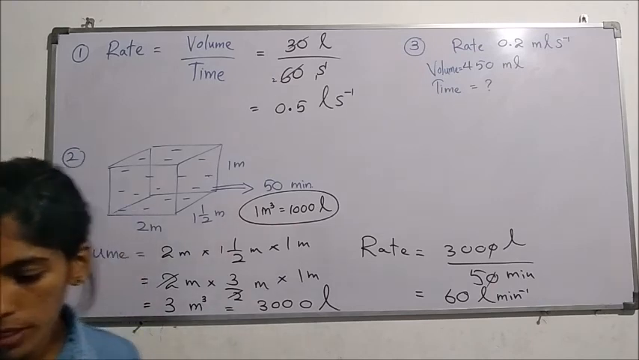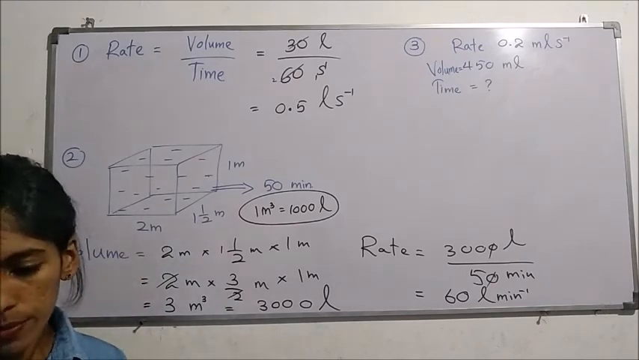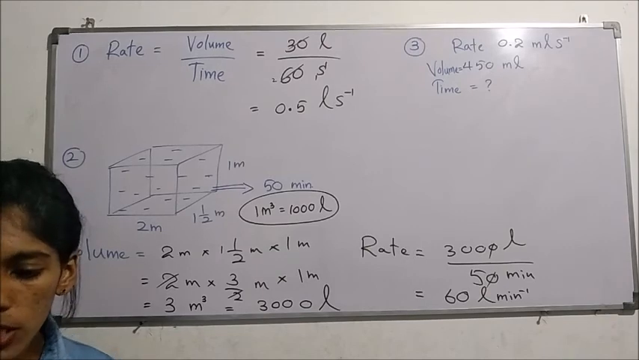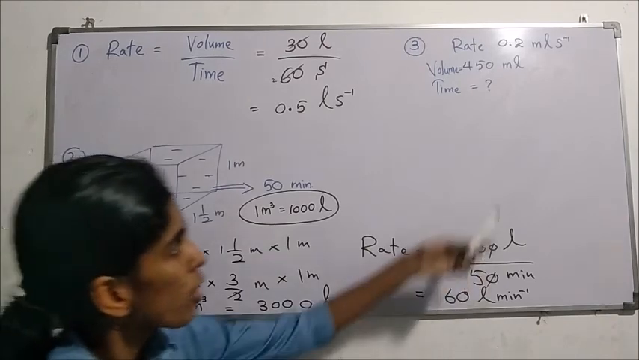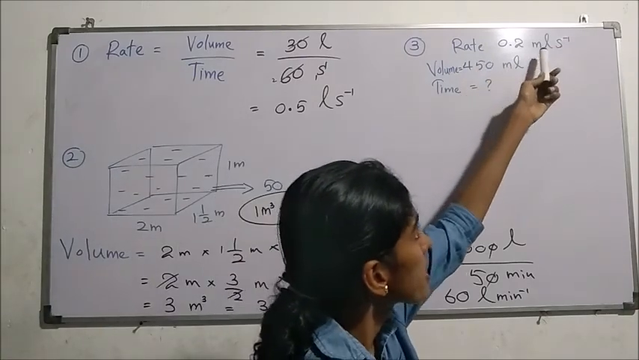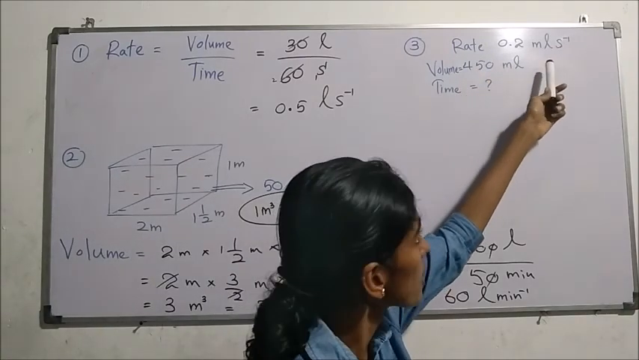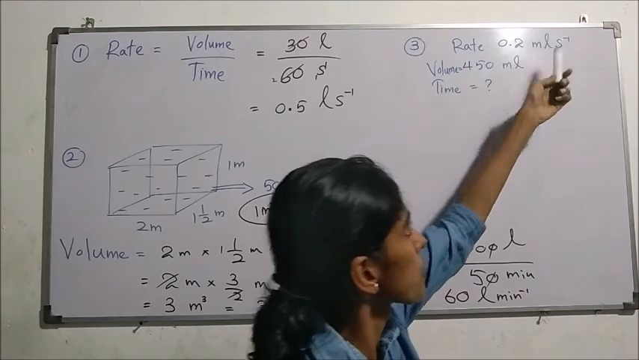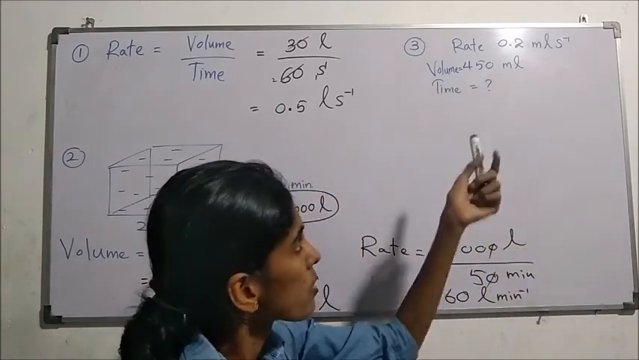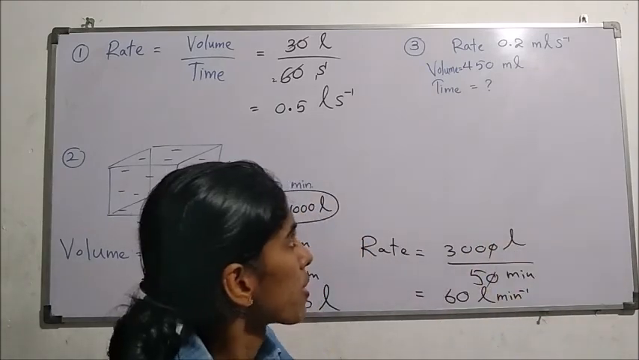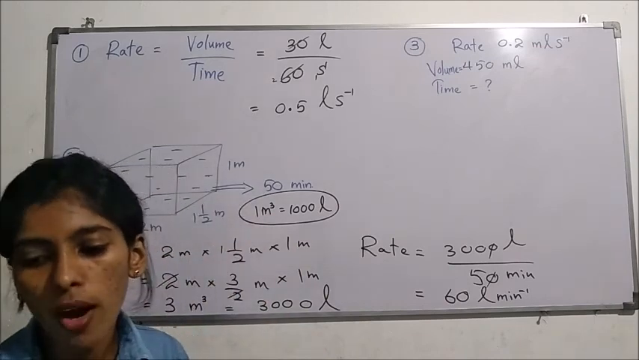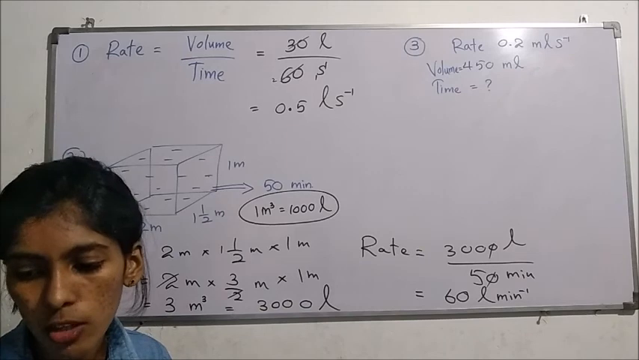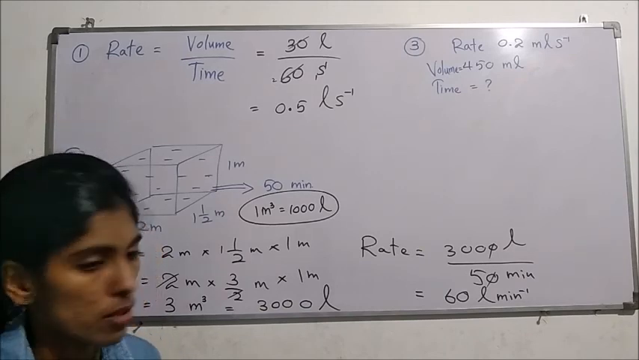Next, the third example: a saline solution was administered to a patient at a rate of 0.2 milliliters. Volume is given in milliliters, no, that means milliliters per second. Within 1 second, 0.2 milliliters is given, right? And calculate the time it takes for 450 milliliters of saline solution to be administered, right?